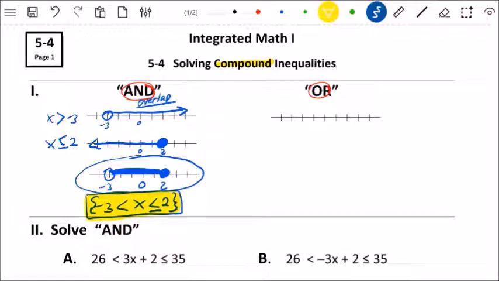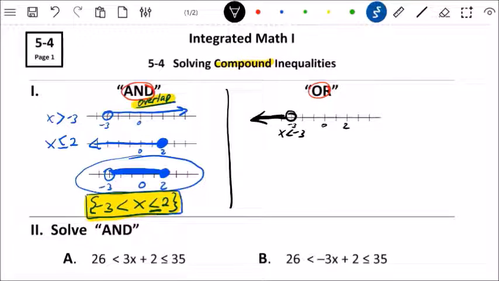So in an and inequality, we're looking at the overlap area. For an or inequality, it's going to be a little bit different. With an or, we're going to do first x is less than -3. So let's say we put the 0 here and the 2 here and -3. That means it's this number and all the ones before it. And then here we're going to look at x is greater than or equal to 2. And that means it's a filled in circle.